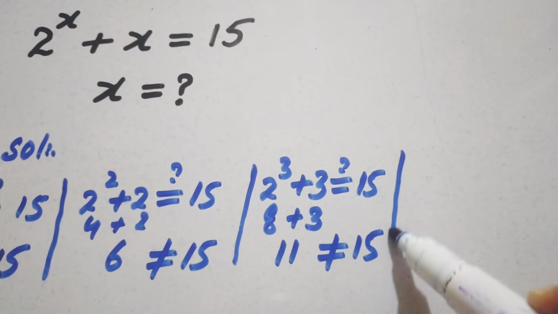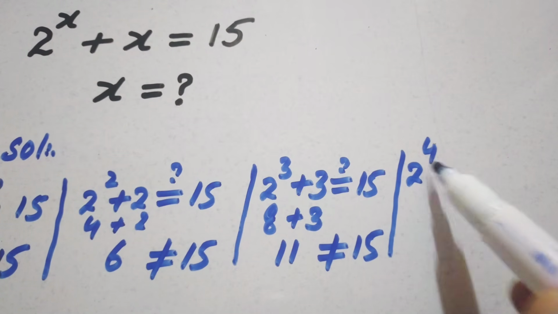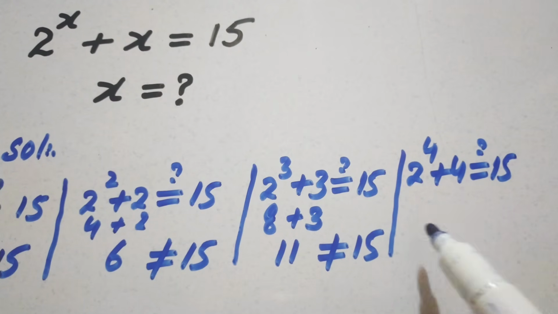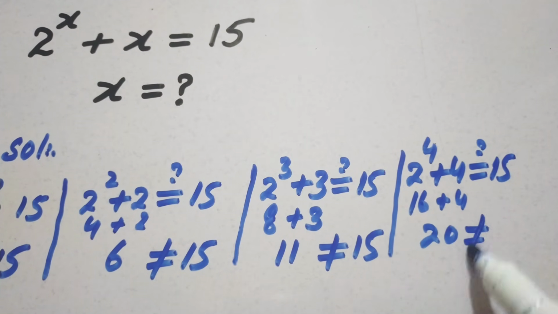And if we put the value of x as 4, 2 power 4 plus 4, whether it is equal or not equal to 15. 2 power 4 which is 16, plus 4 gives us 20. 20 is not equal to 15.